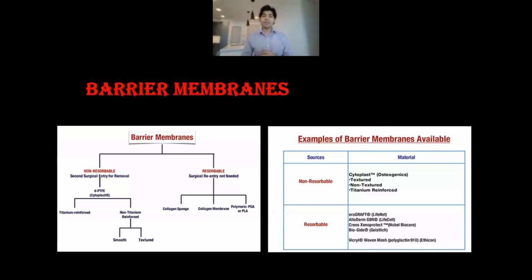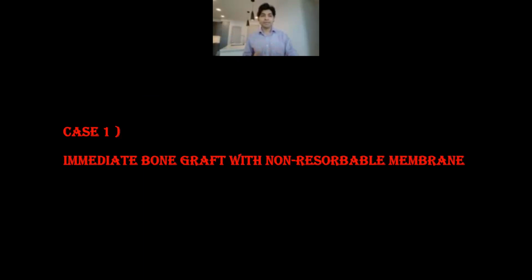Now let's discuss the barrier membranes, when to use them, and the necessity of barrier membranes. We have non-resorbable membranes and resorbable membranes. Non-resorbable membrane is a type of cytoplast membrane. It could be titanium reinforced and non-titanium reinforced. Resorbable membranes include collagen sponge, collagen membrane, etc. An example of non-resorbable membrane, as I mentioned, is cytoplast, which can be textured, non-textured, or titanium reinforced. Resorbable membranes include OraGraft, AlloDerm, BioGuide, etc.